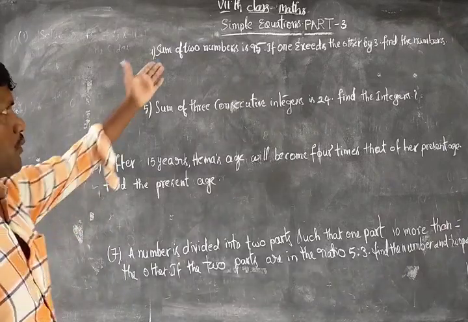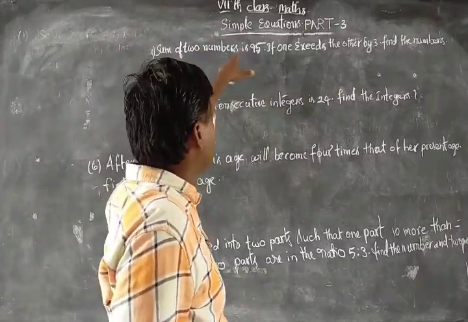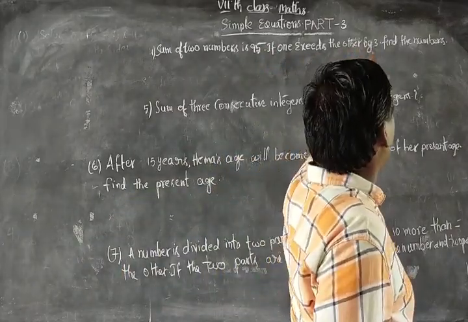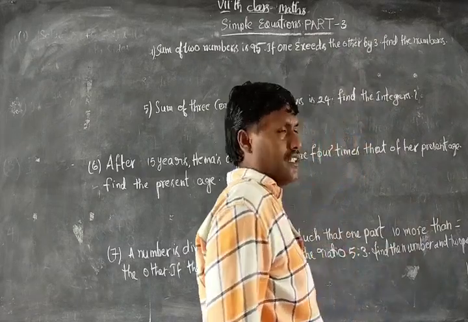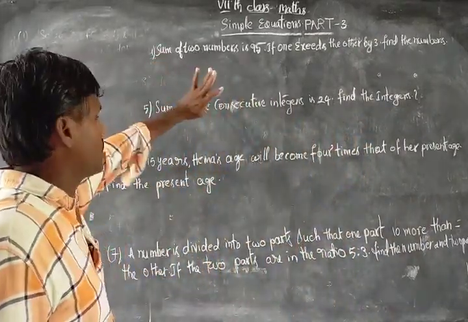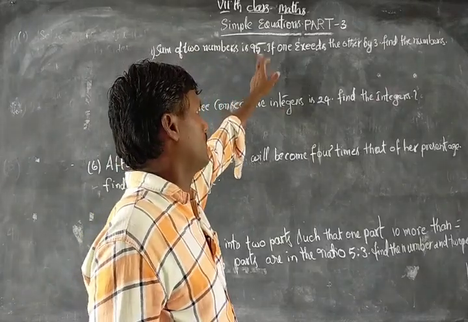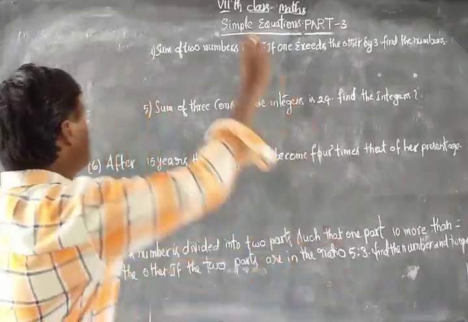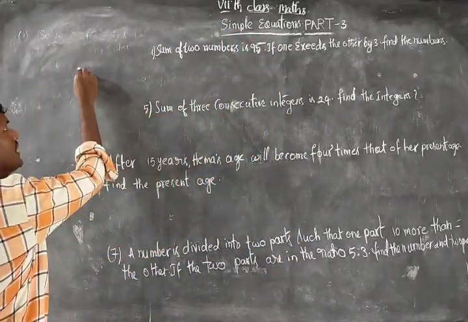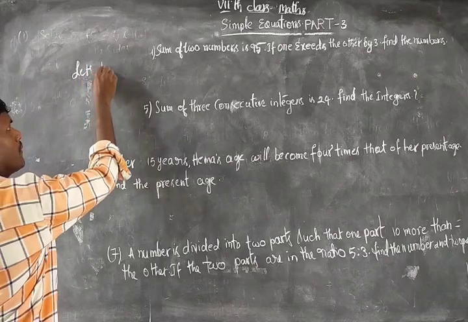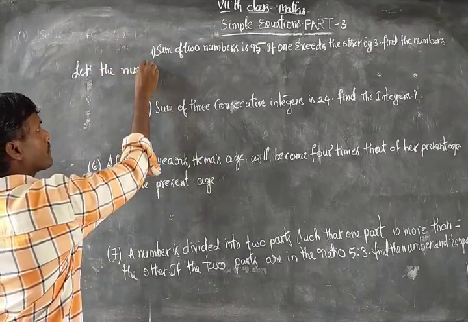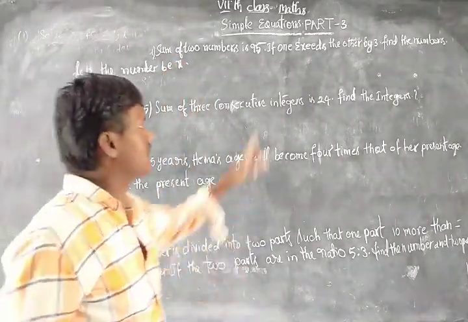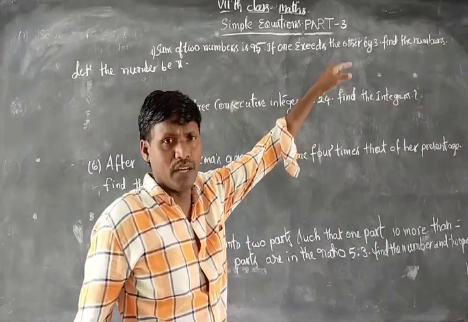Next we will try to do these problems. Sum of two numbers is 95. If one exceeds the other by 3, find the numbers. Actually what is given is that the sum of two numbers is 95. One number exceeds the other by 3. Suppose we assume that the number is x.